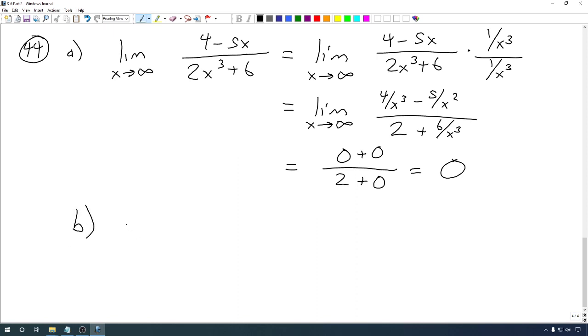We're going to do kind of the same thing on b. In fact, b is actually going to look very similar. It's going to be 4 minus 5x, so the same numerator. The denominator here is going to be 2x plus 6. We don't have the cube this time. But we do the same kind of thing. We divide the top and bottom by the biggest power on the bottom. This time we're just going to divide by x. Let's go ahead and even just put that in here right now.